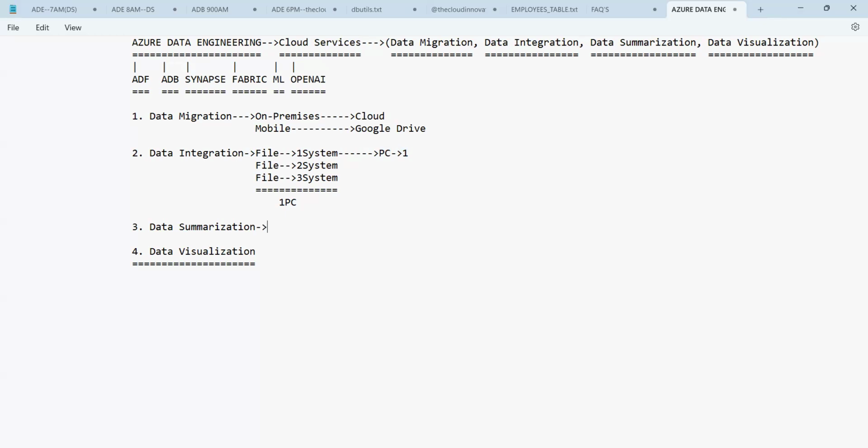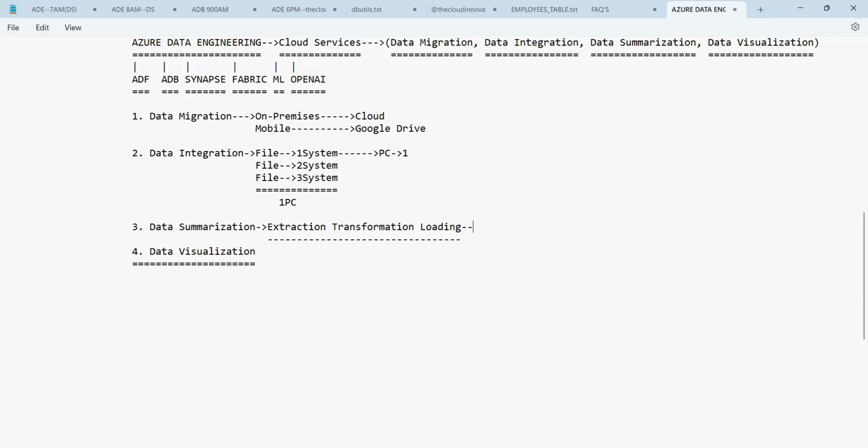In the same way, you have data summarization. So what is summarization? As per the requirement, cutting short the data and just picking up the data is called data summarization, wherein we perform the process called extraction, transformation, and loading. This is the process we perform in data summarization.